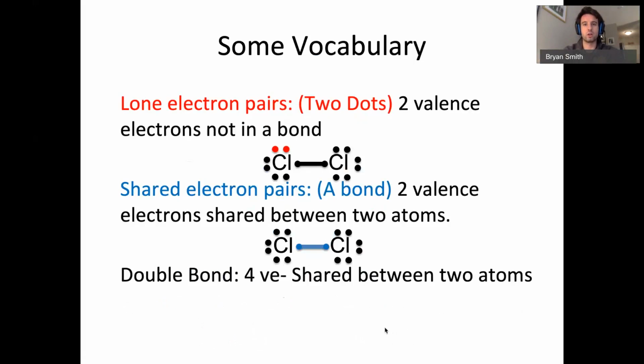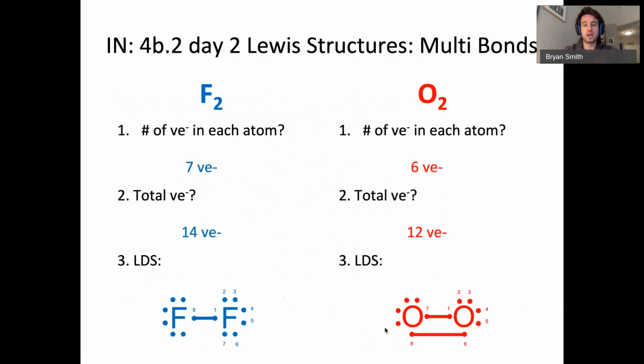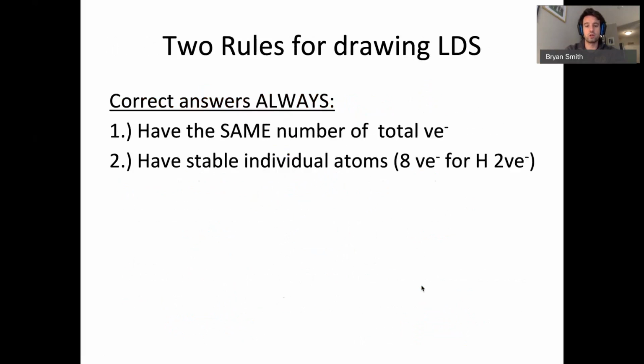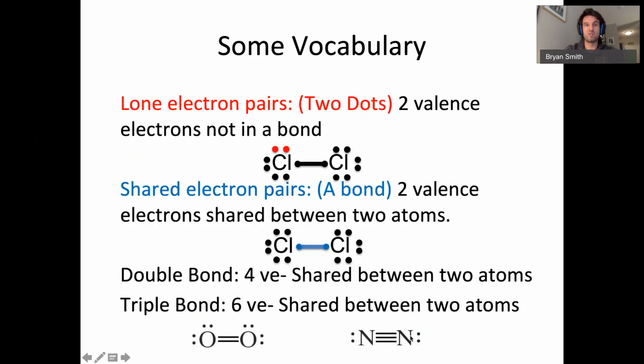So if we rewind a little bit here, you'll notice that in this situation, I had a total of 12 valence electrons. In this situation with fluorine, I have 14. So with fluorine, I didn't have to share as much as I needed with oxygen. Because oxygen has a fewer number of total electrons, I need to share more. I need to have double bonds, or in nitrogen's case, over here, I need a triple bond because it has even fewer total electrons.